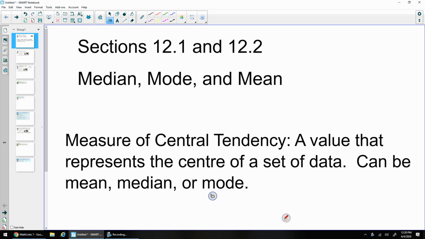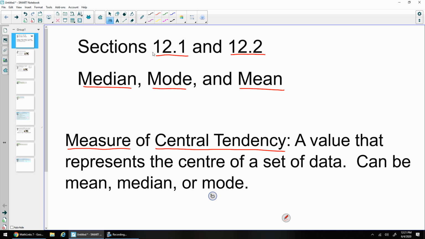So for these first two sections, section 12.1 and 12.2 in your textbook, we are looking at median, mode, and mean. So these three M words. And these are all measures, another M, measures of central tendency. So all three of these, median, mode, and mean, they're all described as a measure of central tendency.